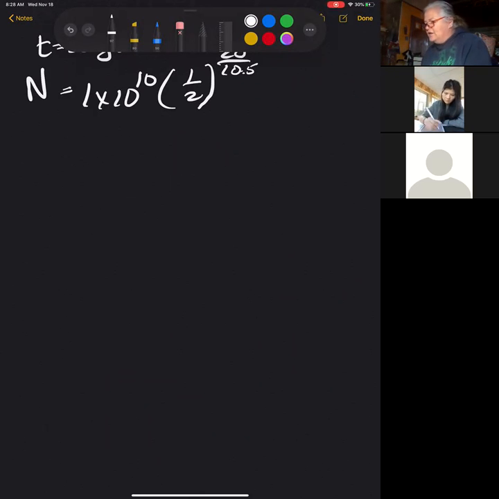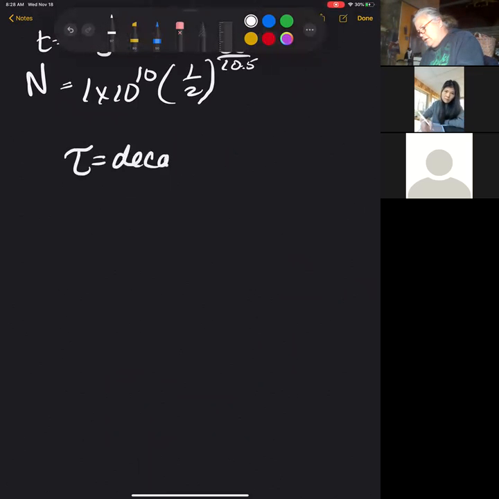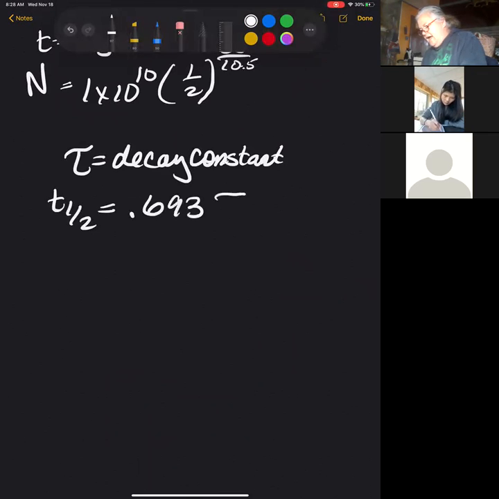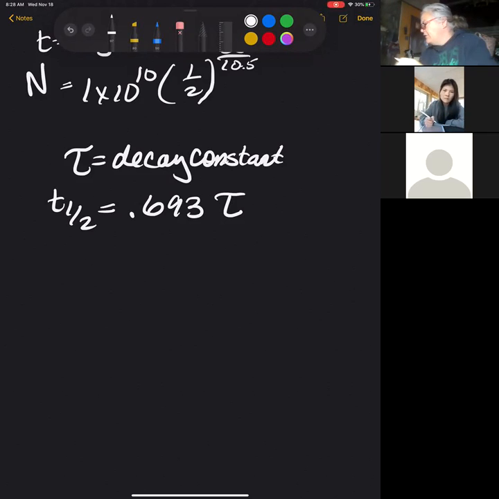There's something called the decay constant, tau. So sometimes you know the half-life and sometimes you know the decay constant, but you can convert to the half-life. If you know the decay constant, the half-life is just 0.693 times the decay constant. Sometimes they'll tell you the half-life and sometimes they'll tell you the decay constant in a problem. It's the natural log of 2, but you just multiply by 0.693.